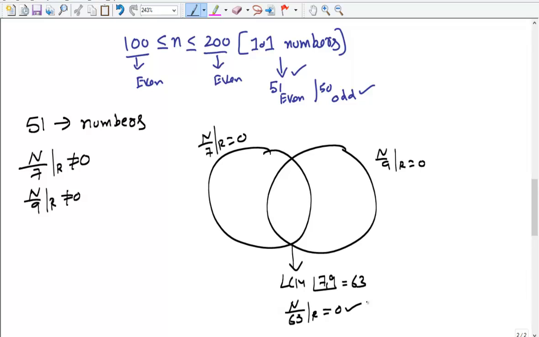Now let's find how many numbers from 100 to 200 are divisible by 7. First, no need to take 51 even numbers. Just consider all the 101 numbers from 100 to 200. N divided by 7, the remainder is 0. What is the first number after 100 or including 100 which is divisible by 7? 14 sevens are 98. 15 sevens are 105. So it starts from 105.